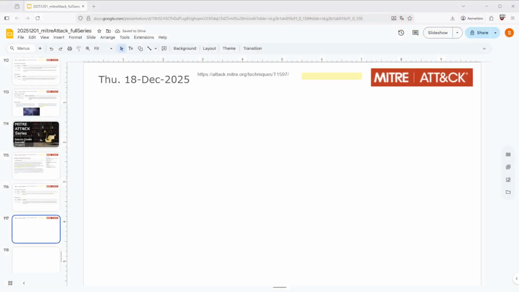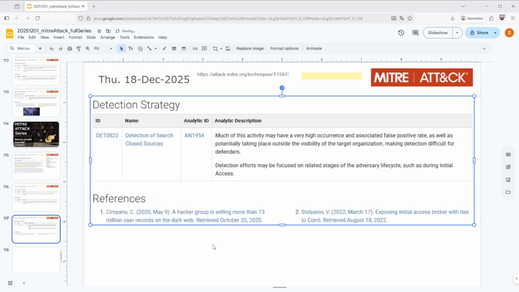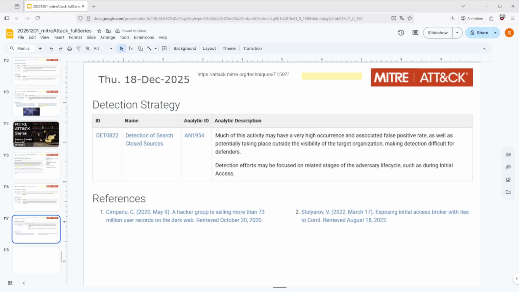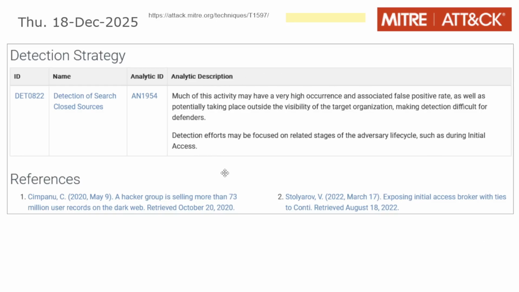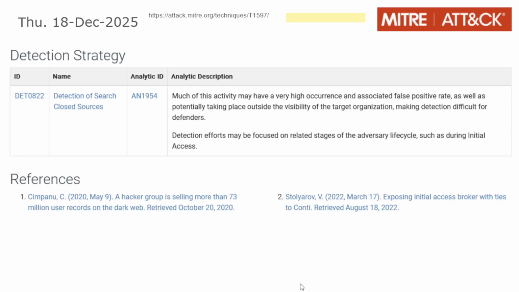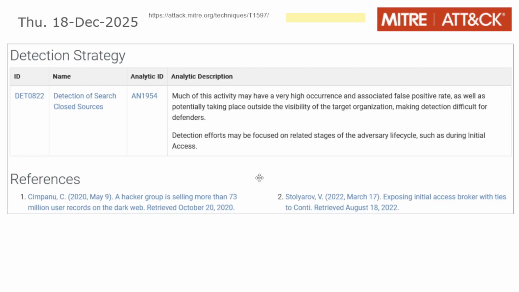You never know that. So now let's take a look at the detection strategy and also the references. We have only two this time, but let's see the detection strategy. Much of this activity may have a very high occurrence and associated false positive rate, and then detection efforts may be focused on related stages of the adversary life cycle, such as during initial access.